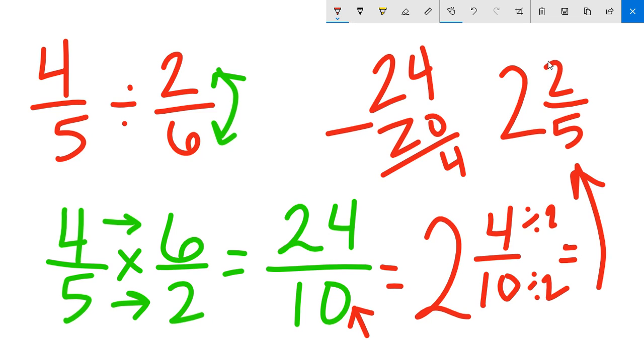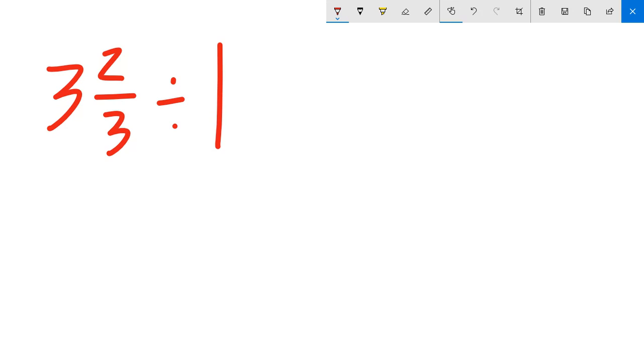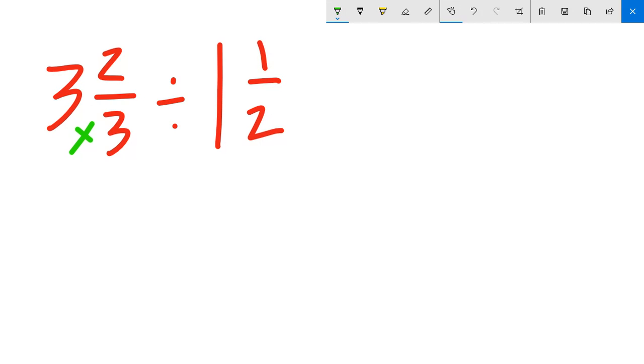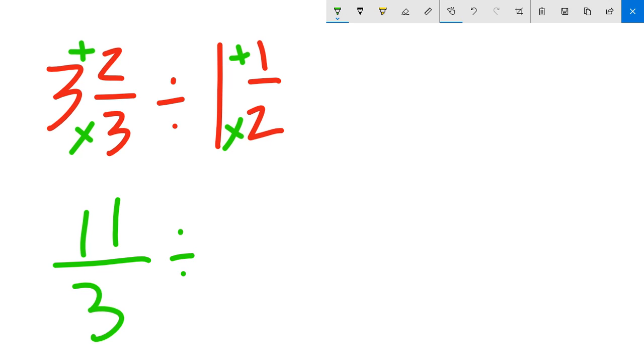So I'm going to go ahead and delete this page and then start with mixed numbers. So I have 3 2/3 divided by 1 1/2. Now, just like multiplying, you cannot divide mixed numbers. You have to turn them into improper fractions. So, of course, I'm going to do 3 times 3, which is 9, plus 2, which is 11. So 11/3 divided by 2 times 1 is 2, plus 1 is 3, so 3/2.